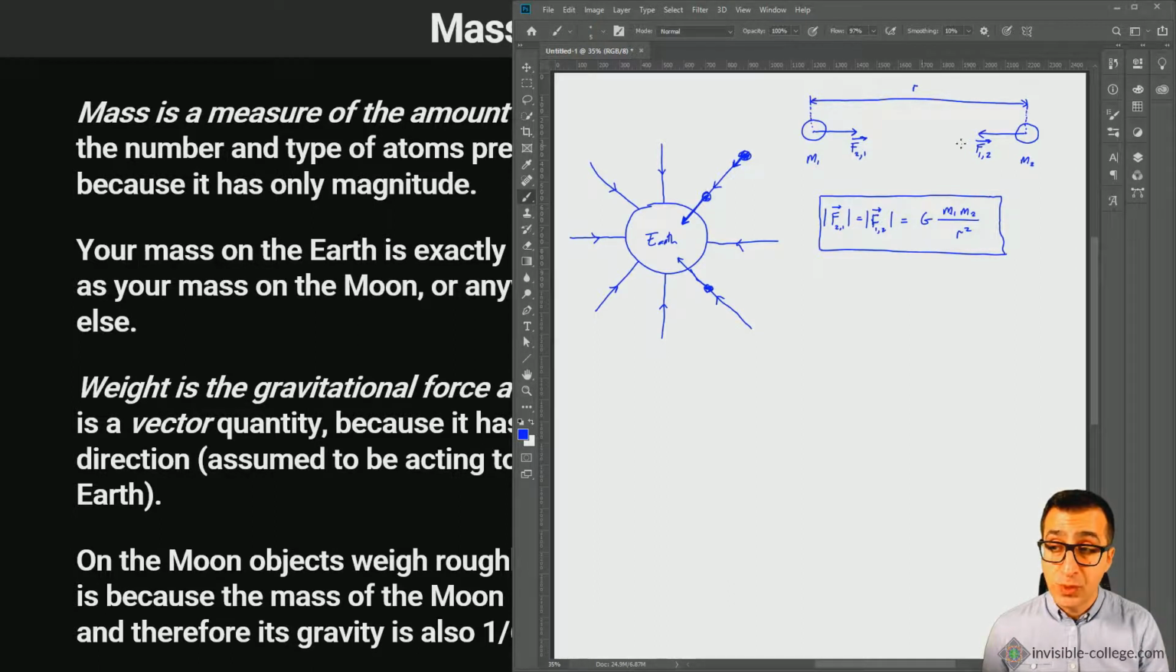The gravitational force between the two objects is equal to a constant G multiplied by the product of their masses, divided by the square of the distance between their centers of mass.